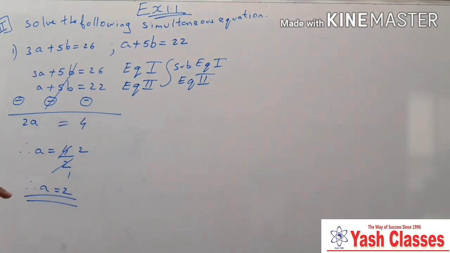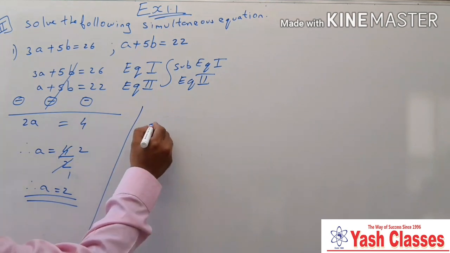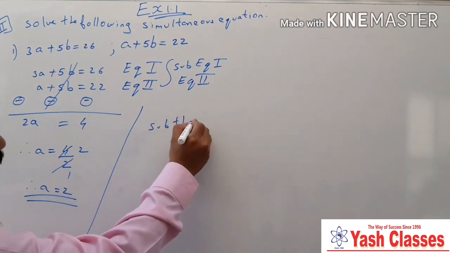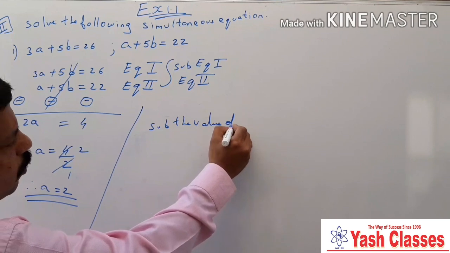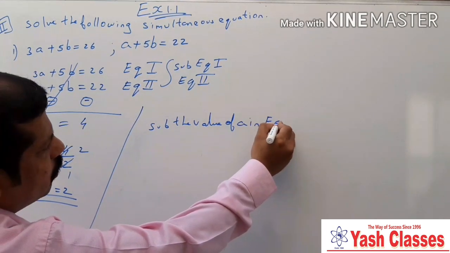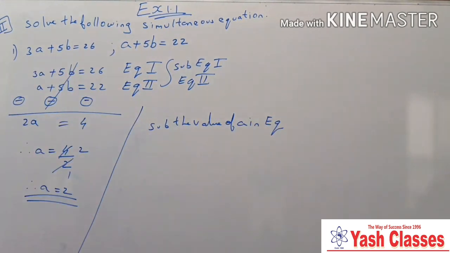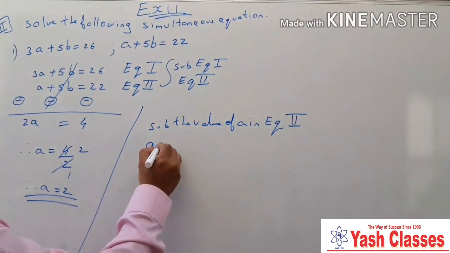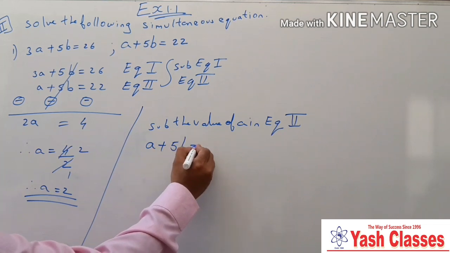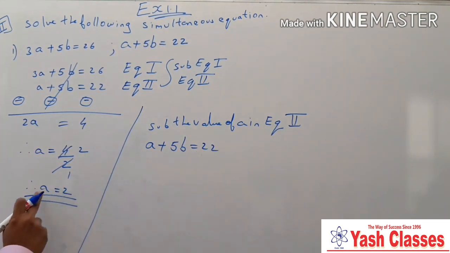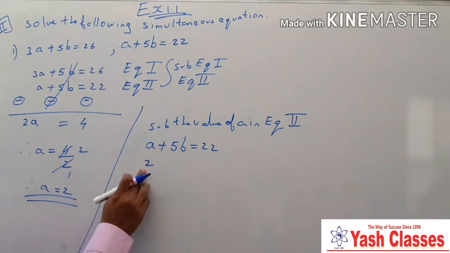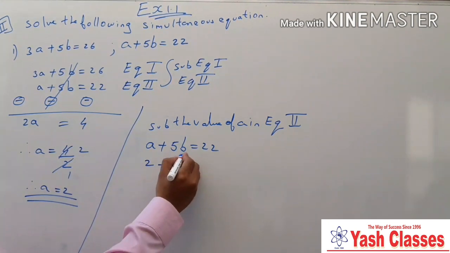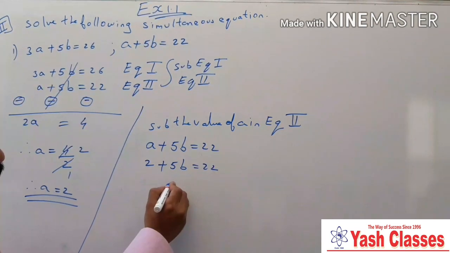Now you have to substitute the value of a in an equation. You can take any one equation. We are taking the second equation: a plus 5b is equal to 22. A is equal to 2, so instead of a we write 2 plus 5b is equal to 22.